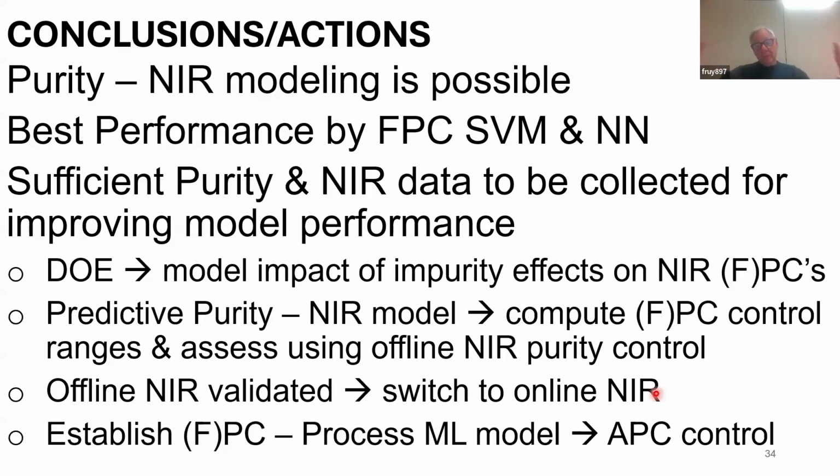With online, of course, we will get a lot of data. We will have big data because every 2 seconds we have a spectrum, and we will be able to predict many purity data. But the goal is then to establish a model between the functional principal components or principal components and the process effects. So we will establish a functional principal component causal machine learning model. And if this is realized, then we have a possibility to automate the process. Then we can do advanced process control. Okay, those are challenging goals to achieve further.